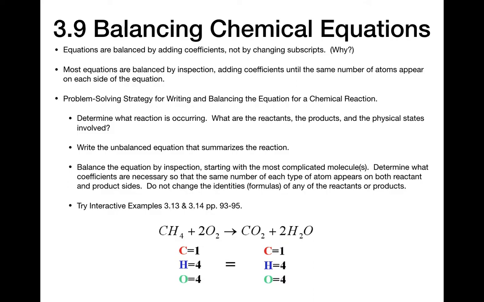Section 3.9 is about how to balance chemical equations. Typically, we balance by adding coefficients in front of chemical formulas. We do not want to change our subscripts because the subscripts are there because that is the chemical formula of the chemical. Most equations that we balance are balanced by inspection. We just keep going back and forth from left to right, adding numbers in front until we get the smallest whole number ratio that balances the equation.